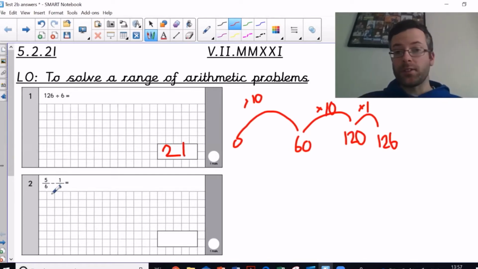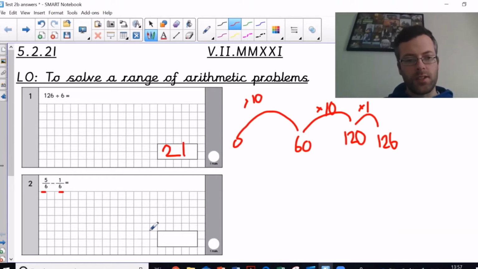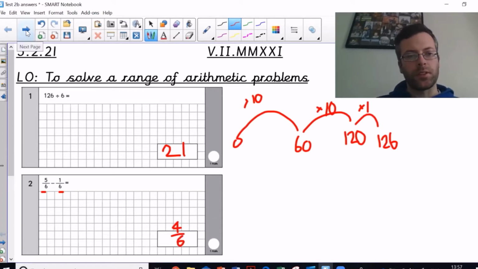5/6 take away 1/6. Well, because both the denominators are 6, we don't need to change it. So my answer is just going to be a simple 4/6. Some of us might have simplified to 2/3, but you don't need to.